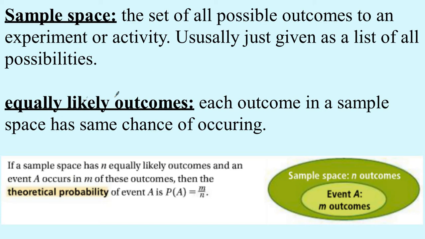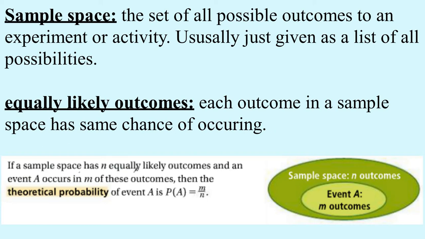All right, if I have equally likely outcomes, that means each outcome in that sample space has the same chance of occurring. Nothing's kind of biased or weighted. Everything has the same chance of happening. Like flipping a coin, getting heads or tails is 50-50. Unless your coin is messed up, but we're not talking about that.